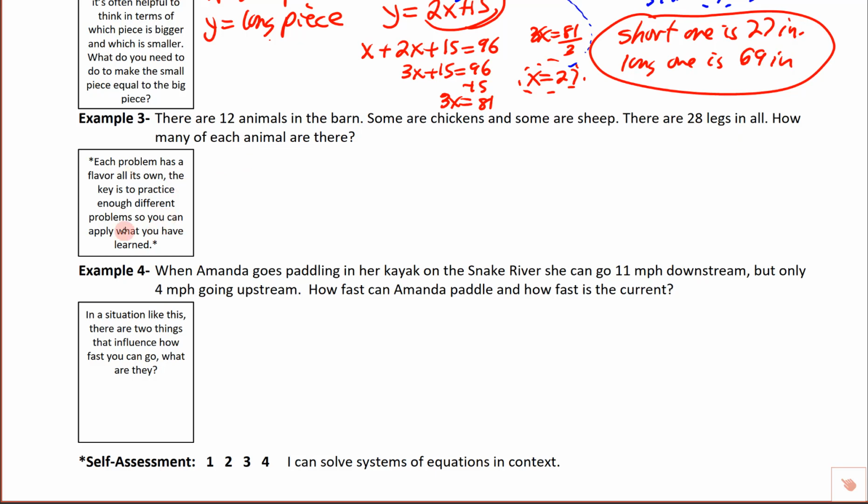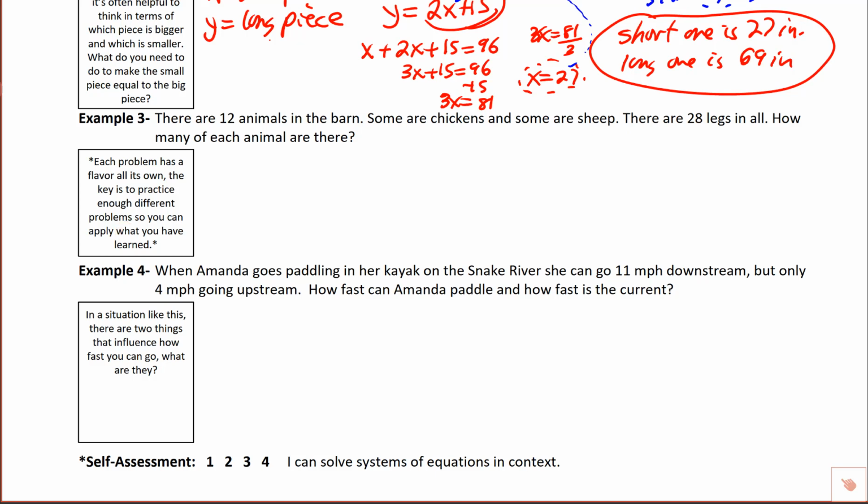Now, I've got a little thing over here. This is true generally of pretty much every problem that we're going to see as far as solving equations in context or systems of equations or anything like that. Each problem is going to be slightly different. They're all going to have their own little flavor. If you practice enough, you're going to be able to recognize what you need to do, but it does take a lot of practice with lots of different problems. Each one isn't a completely different type of problem. There are going to be some similarities with what you already know how to do.